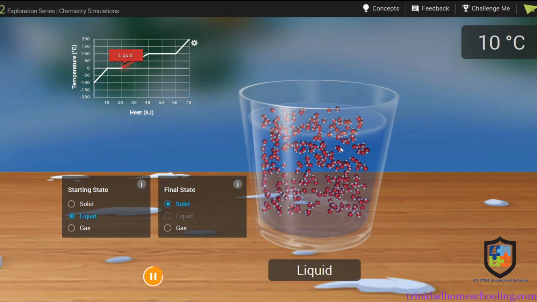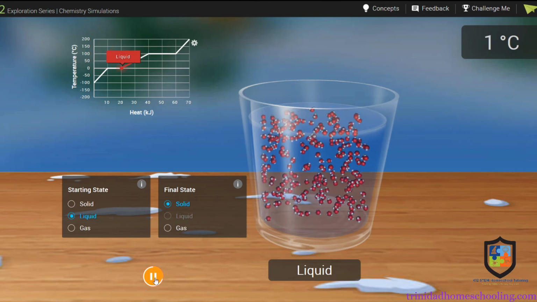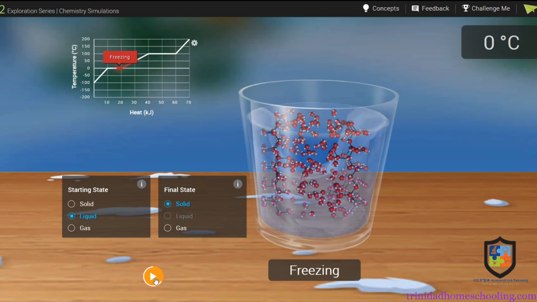Right, the molecules start to move slower. Notice how the molecules are moving. At 0 degrees Celsius, look at what is happening in this glass. And on the graph, freezing has started.